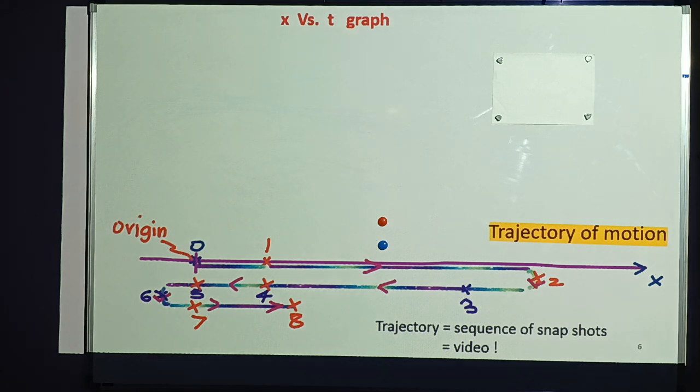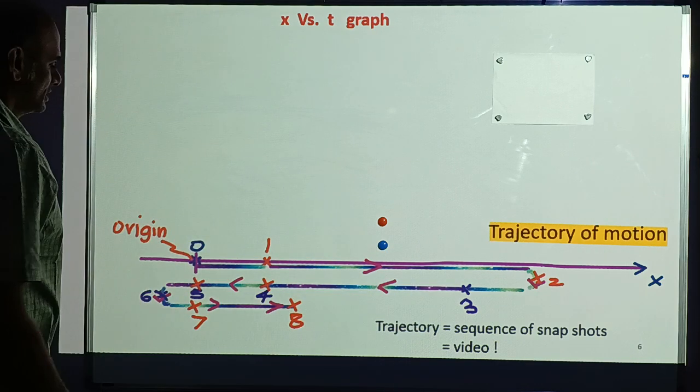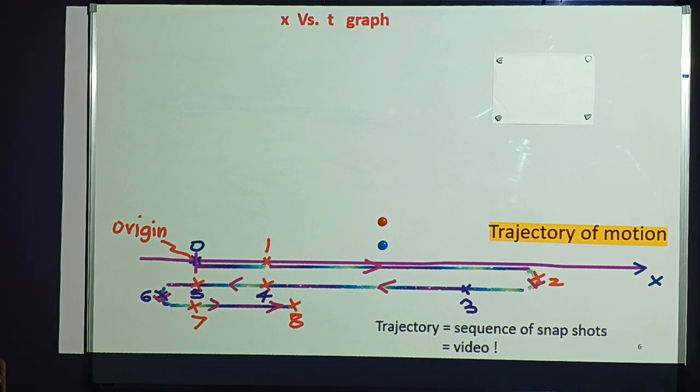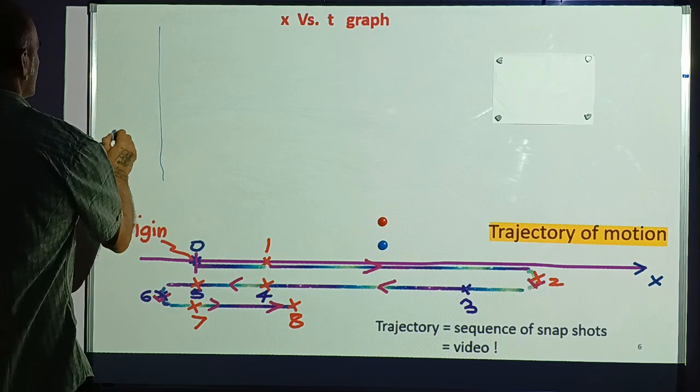So if you take a snapshot at a time t naught, the car will be here. At time t2, the car will be here. At time t3, the car will be here. And at time t8, the car will be here. So trajectory is like a sequence of snapshots of the situation. So given a trajectory, one can draw an x versus t graph. This is a 1D motion along the x-axis, so only x will change. So how x is changing with time, that's basically motion.